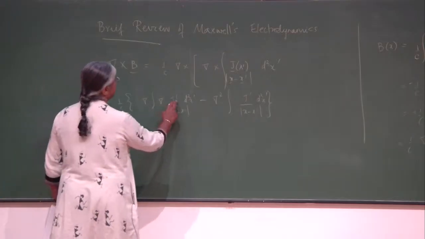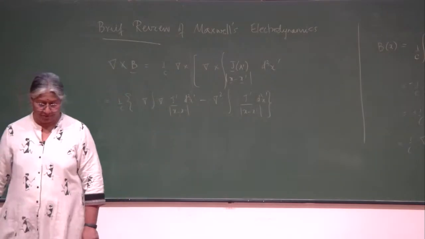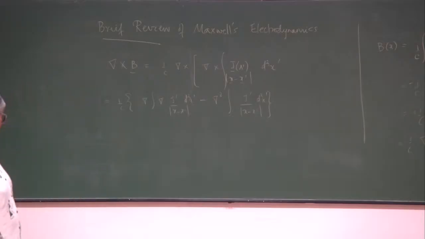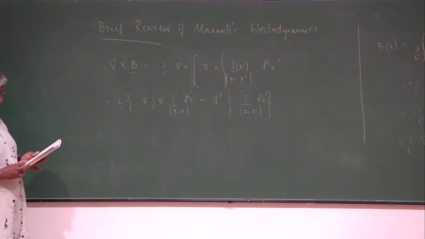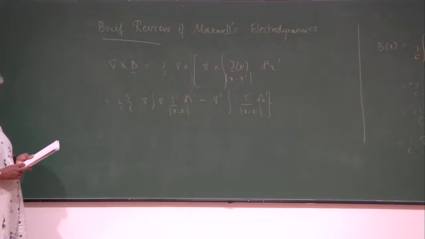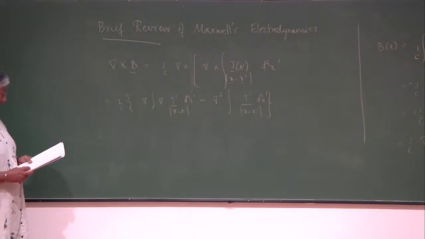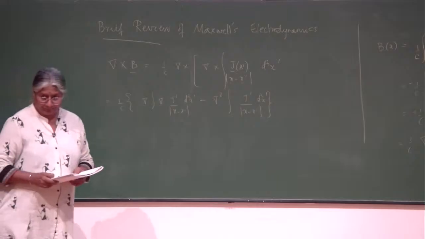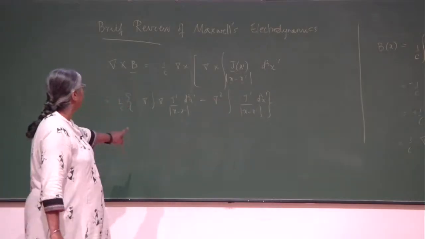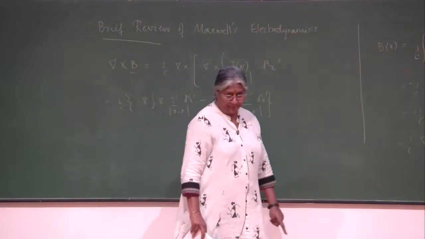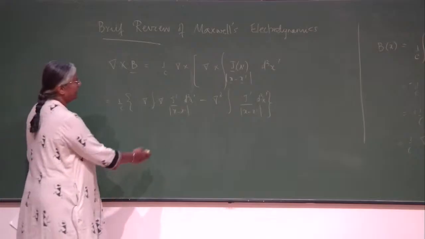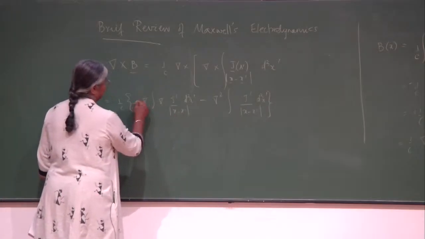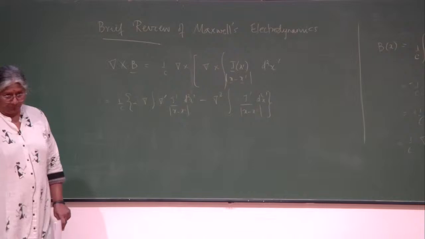So this j prime just means j of x prime, okay? I am just being short with my notation. Okay, shall I move ahead? Is that okay? That this is the formula that I wrote on the right hand side? Okay. Now I already told you that del acting on this denominator is the same as minus del prime acting on this denominator. Okay.